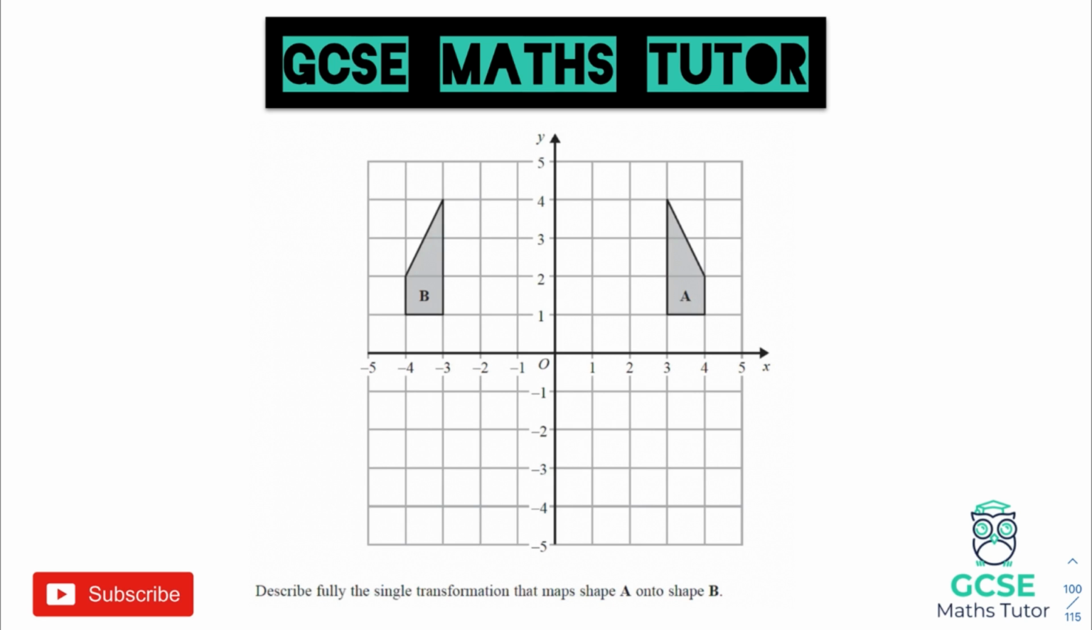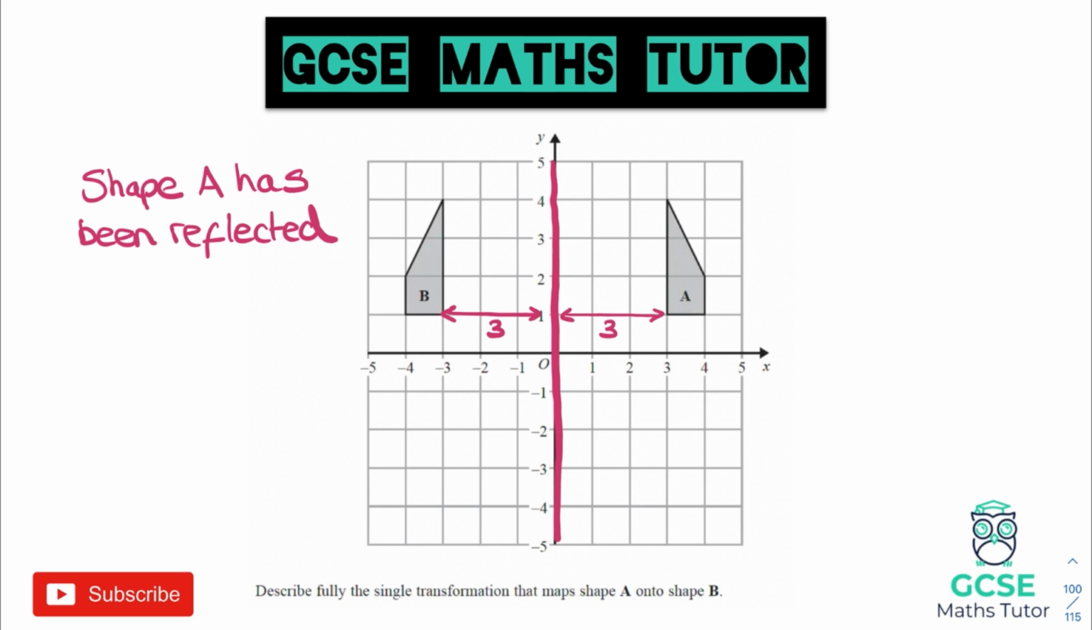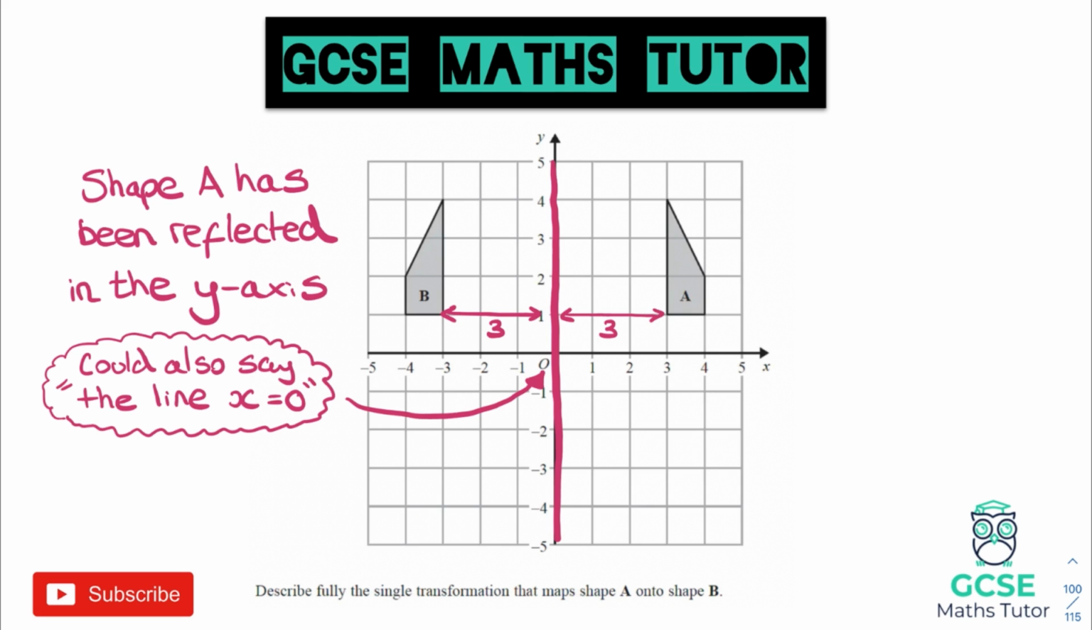With transformations, you need to know how to describe a reflection. So this one here, this is a reflection, and you need to find that reflection line. So make sure you have a look where the middle of both shapes is, identify that line, and this particular one here is the y-axis, although that can be described as x equals 0, but if it's in the axes, I'd say it's the axes.